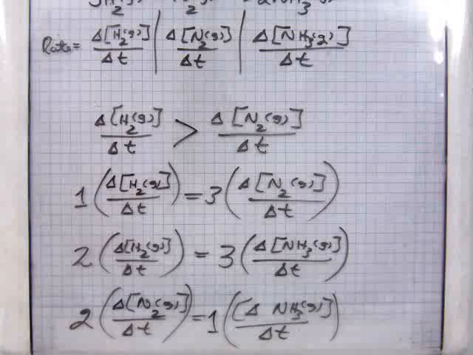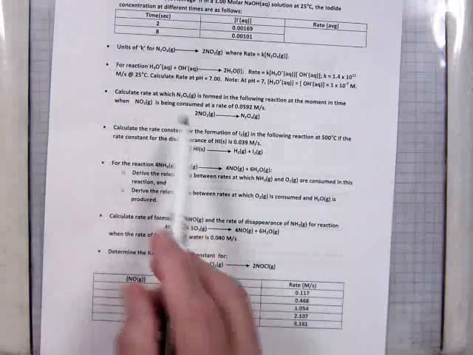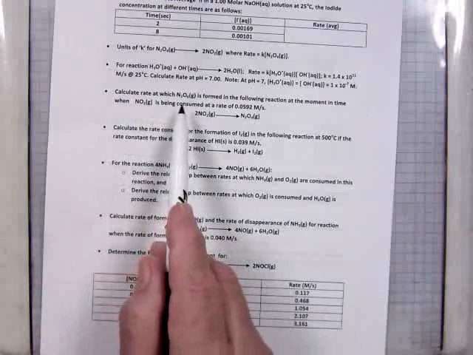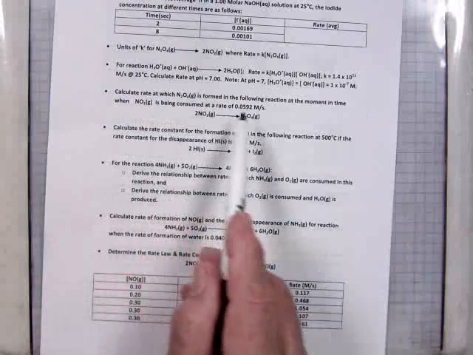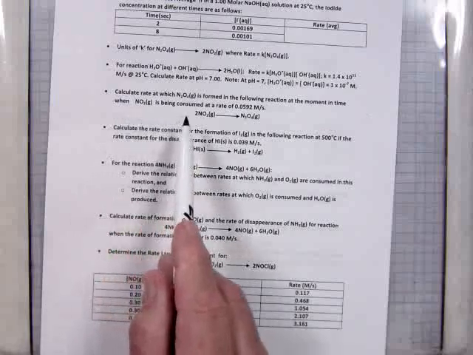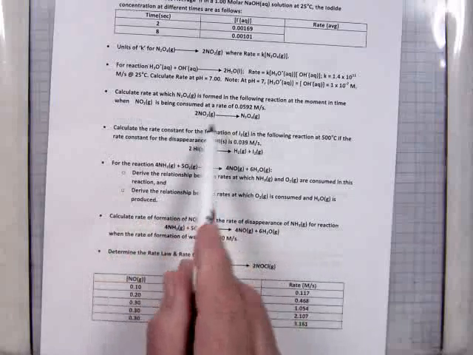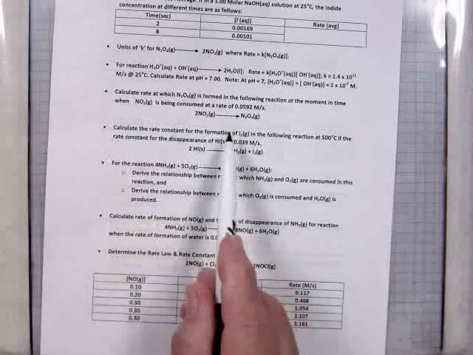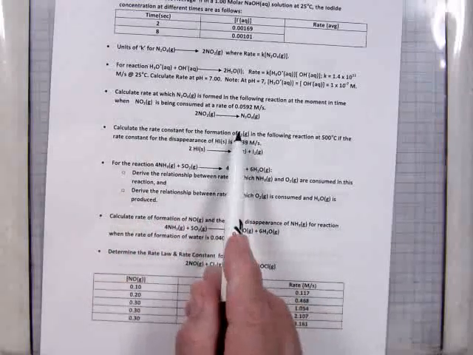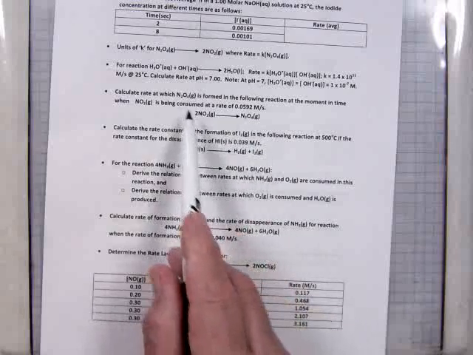Okay. Let's look at: calculate the rate at which N2O4 is formed in the following reaction at the moment in time when NO2 is being consumed at that rate. See, they give me one rate of this combination. And so you write the rate expression, set them equal, and swap coefficients. Then substitute the given and solve for the unknown.